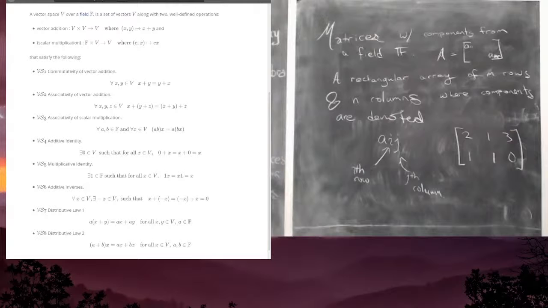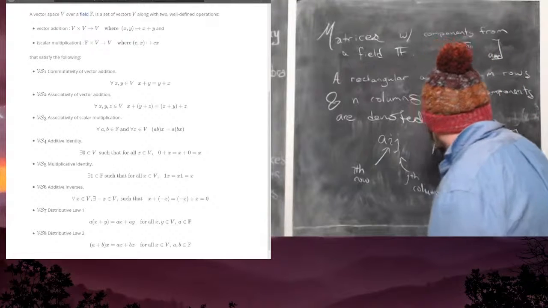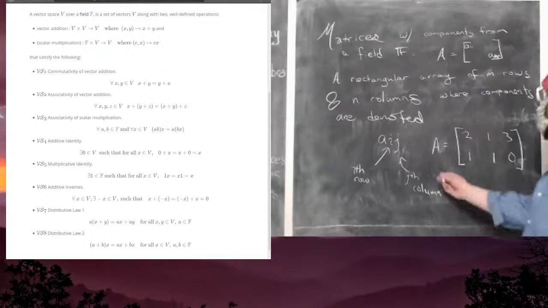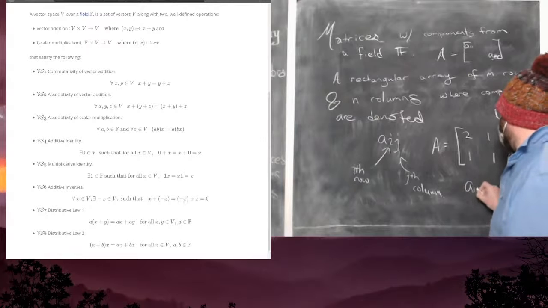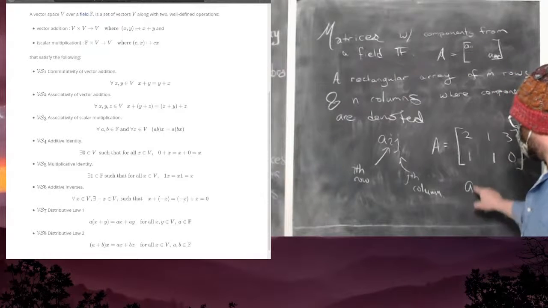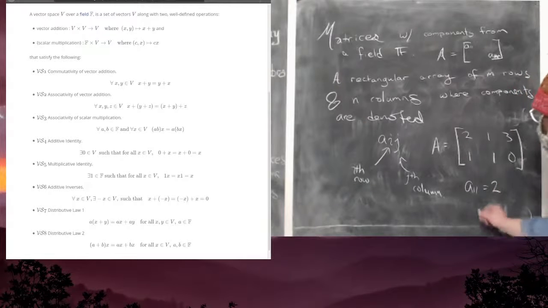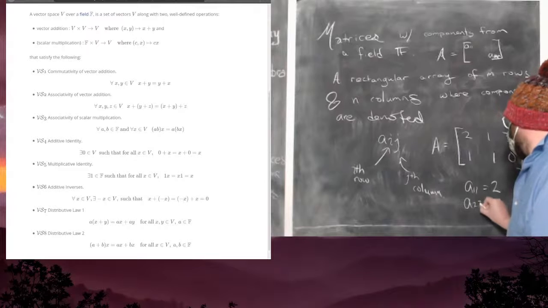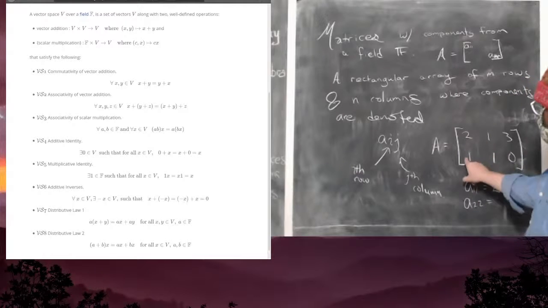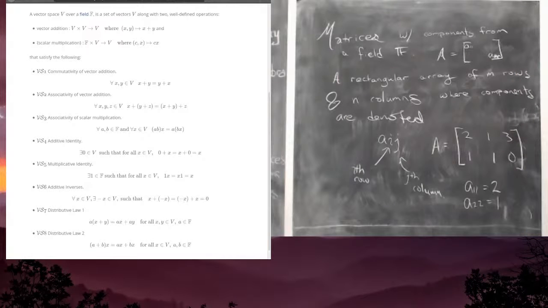Whatever. Anyway, so here's a matrix. Let's call this matrix A. So, for example, A1,1, that's the component in the first row and first column. That's 2. A2,2, second row, second column, is 1. Probably seen matrices before.